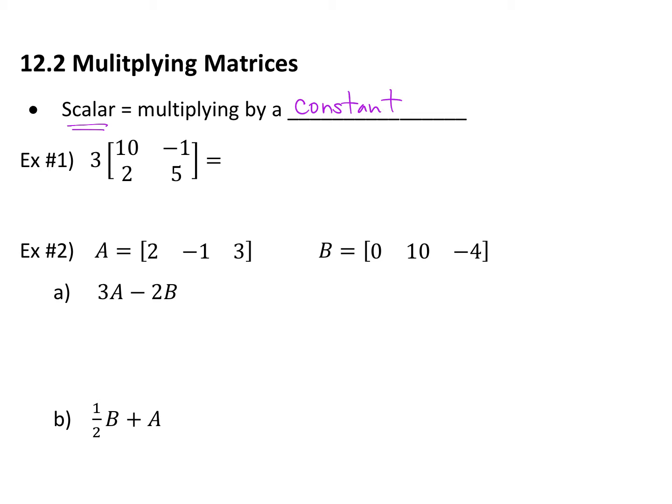When you look at this, you take a 2 by 2 matrix, right? The 10, -1, 2, 5, that's a 2 by 2. And you multiply every piece of it by 3, so you still end up with a 2 by 2. You're not going to get any new pieces to it. But basically, you're going to go 3 times 10 is 30. 3 times -1 is -3. 3 times 2 is 6. And 3 times 5 is 15. Okay, so that's the simple version of multiplying matrices, where you just take a constant and you multiply it by everything.